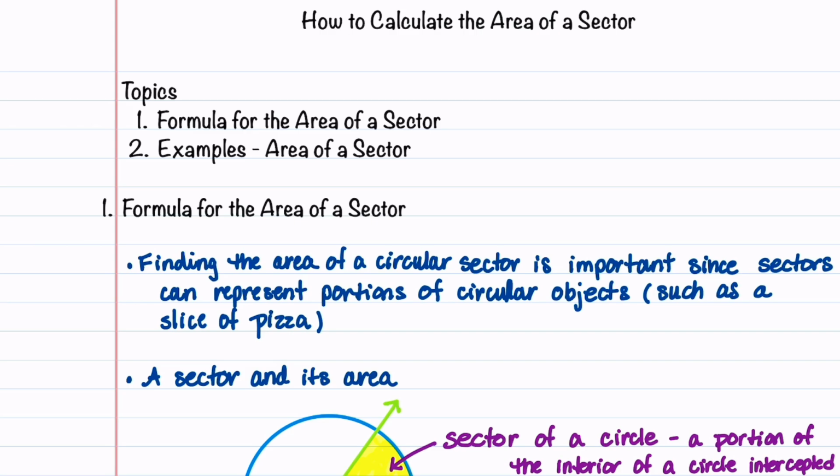In this video, I'm going to define what a sector of a circle is, go over the formula used to calculate the area of a sector, and then complete some example problems. Let's begin by noting that the area of a circular sector is important, since sectors can represent portions of circular objects. The easiest one to envision is a slice of pizza.